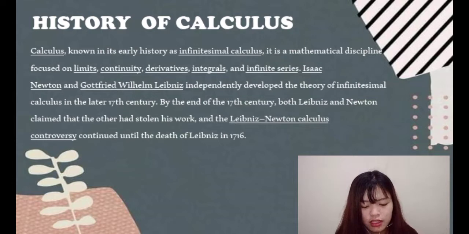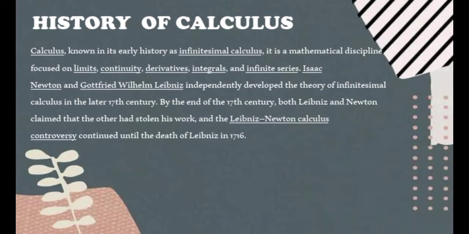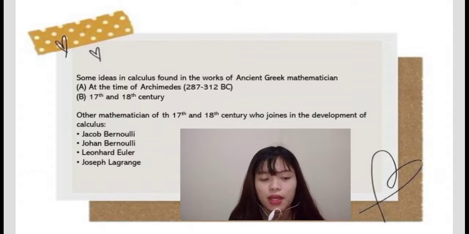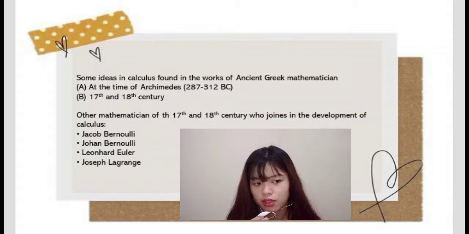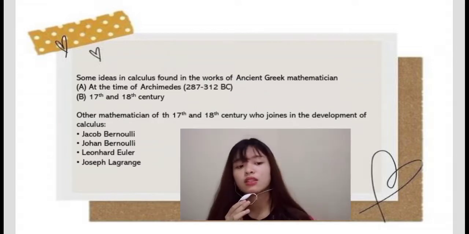So Isaac Newton and Leibniz independently developed the theory of infinitesimal calculus in the later 17th century. By the end of the 17th century, both Leibniz and Newton claimed that the other had stolen his work, and the Leibniz-Newton calculus controversy continued until the death of Leibniz in 1716. Some ideas in calculus are found in the works of the ancient Greek mathematician Archimedes, 287 to 212 BC, and in the 17th and 18th century.